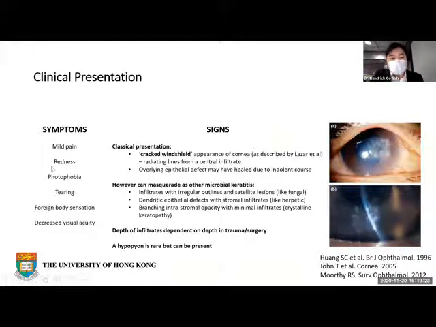So the clinical presentation is a milder form of infectious keratitis, and the classical sign is that cracked windshield appearance, where you have these radiating lines from a central infiltrate, and oftentimes because of the indolent course, the epithelial defect can be healed. They also do masquerade as other types of keratitis, such as fungal keratitis, so they have satellite lesions, dendritic lesions like herpetic, and also crystalline keratopathy with the sort of branching intrastromal opacity, the ground glass appearance. The depth of the infiltrates is dependent on the depth of the trauma, and hypopyon is usually quite rare.